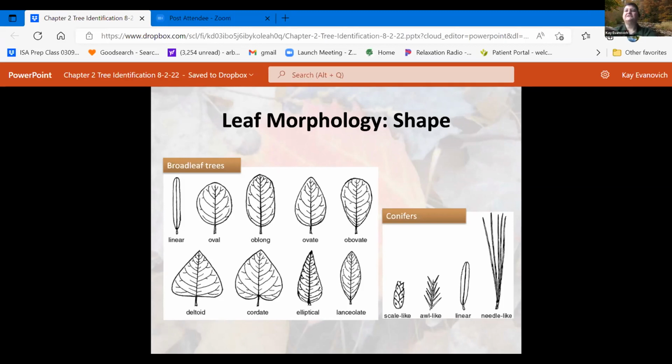On the conifers, you're kind of limited, right? The conifers really have four styles. So they can be scale-like, like that thuja. They can be awl-like. Think of a little awl or needle. They can be linear, right? You've got some like the Dawn Redwood, I think, has a linear needle for a conifer. And it is also a deciduous conifer. So it does drop its leaves.